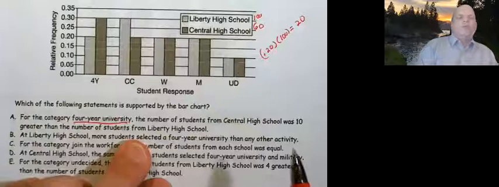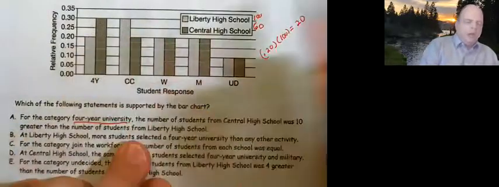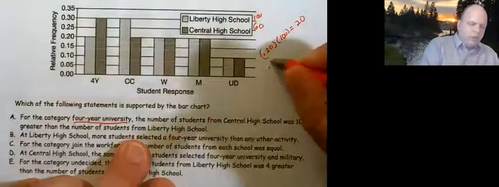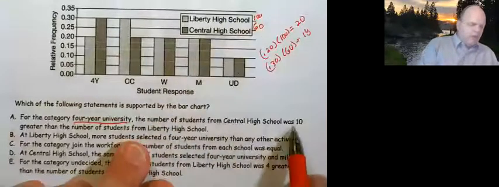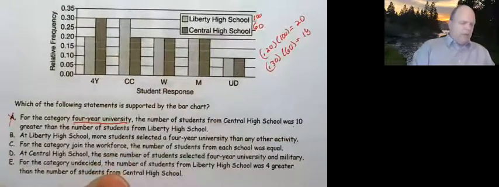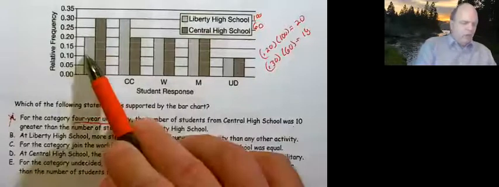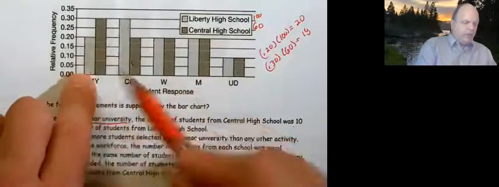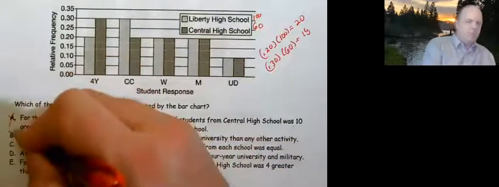When we go to Central, we're like, oh, this is about 30%. And so 0.30 times the number of students, which was 60, equals 18. And they say it was 10 greater. No, that's not going to work. The difference is 2. At Liberty High Schools, more students selected a four-year university than any other activity. So let's look at Liberty. 20%, no, that's not true. More students selected community college.